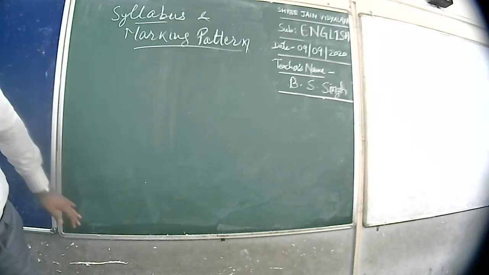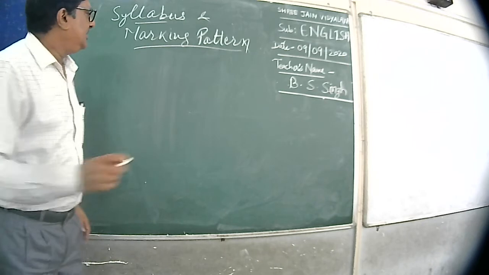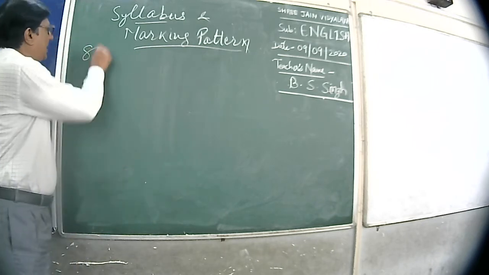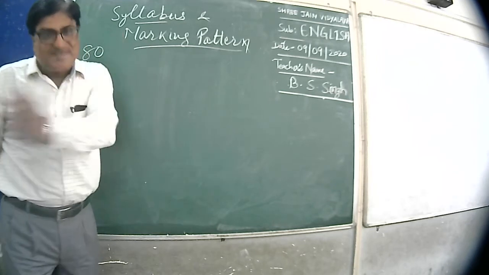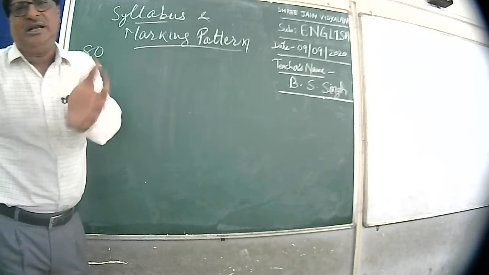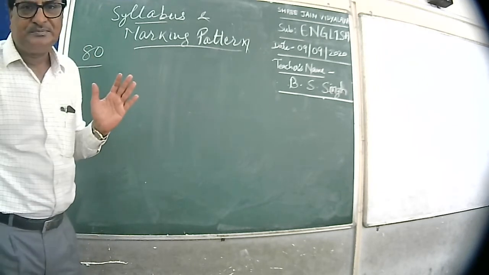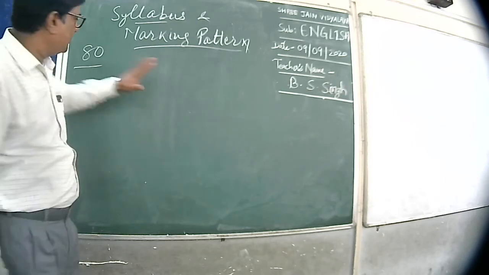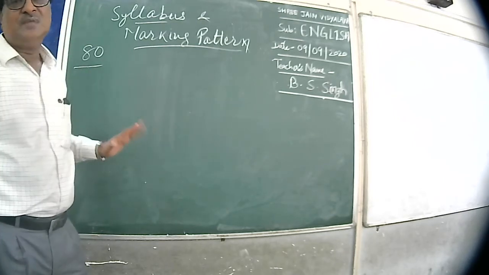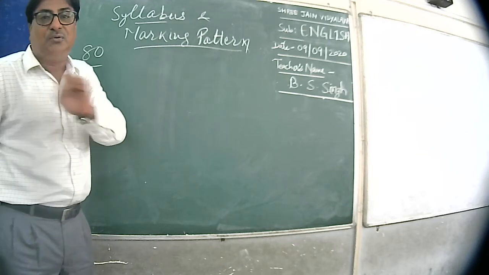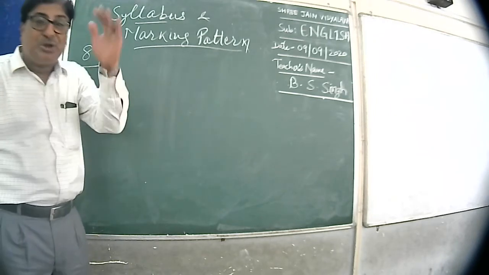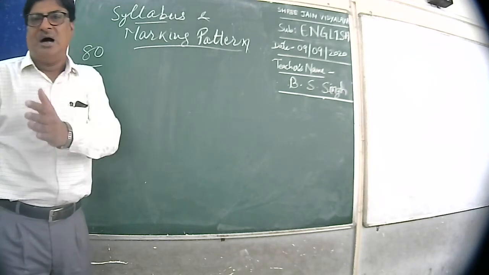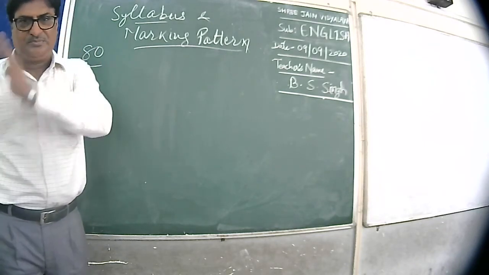First, boys, English is for 80 marks, all the subjects except subjects related to practical. All the subjects have total 80 marks and 20 marks for project. So how is the total 80 marks divided?